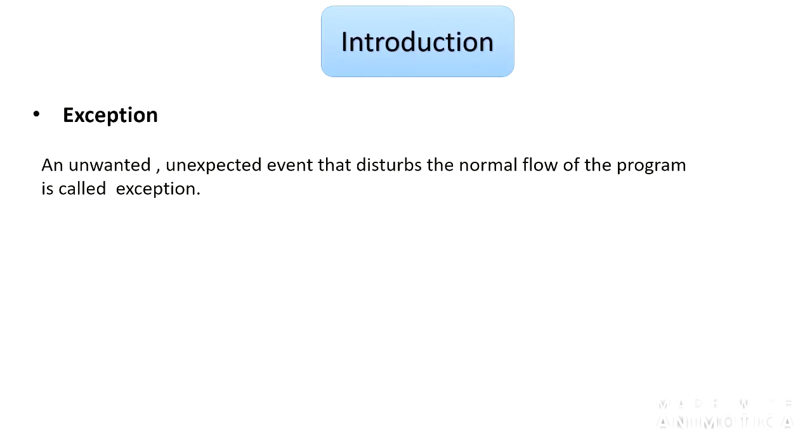An unwanted, unexpected event that disturbs the normal flow of the program is called an exception. If we write a program that consists of a group of statements and we want all the statements to be executed successfully, but sometimes an unexpected event occurs that disturbs the total flow of the statements of our program, which results in abnormal execution of the program. To solve this problem, we have a concept known as exception handling.